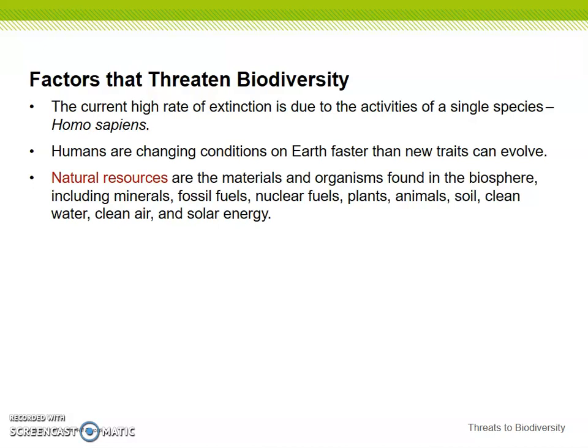extinct. Natural resources are the materials and organisms found in the biosphere, including minerals, fossil fuels, nuclear fuels, plants, animals, soil, clean water, clean air, and solar energy. So those are things that occur naturally on the Earth, and humans are using them at a very high rate.